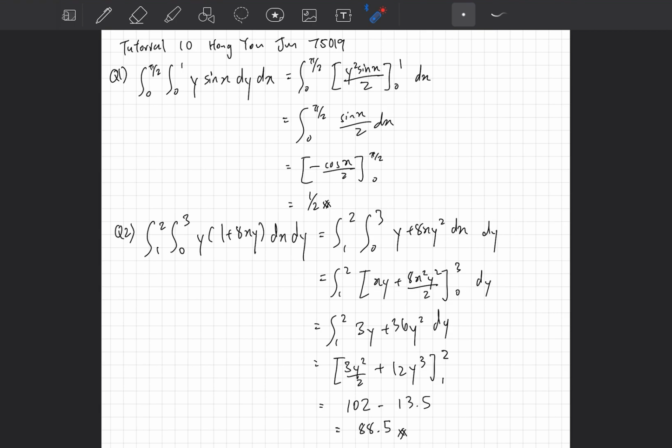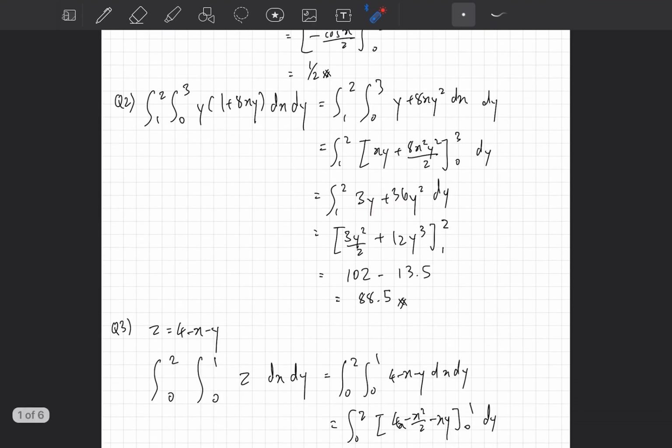So question 2 is the double integration of y open bracket 1 plus xy close bracket, from 0 to 3, then 1 to 2. So we go through the equation there. After the integration, there will be xy plus x squared y squared over 2. Then substitute with 0 and 3. You can get the answer of 3y plus 36y squared. Then integrate again with dy from 1 to 2, and we will get 3y squared over 2 plus 12y cubed. Then substitute with 2 and 1 and get a final answer of 88.5.